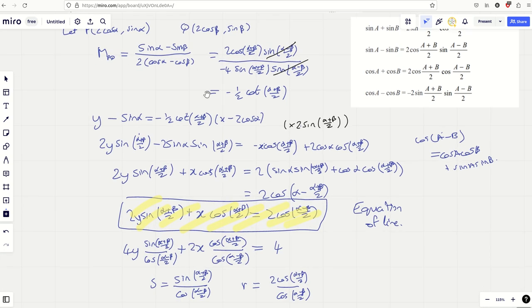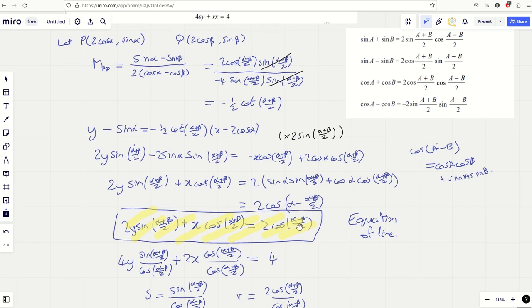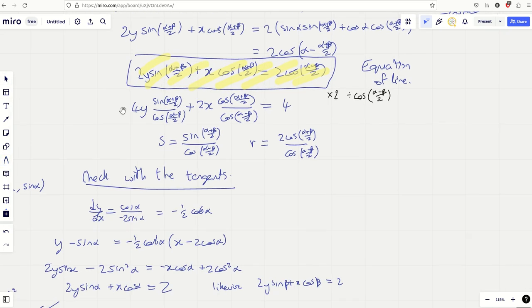Okay, so what I did next was I thought, well, I want it to be of this format, this 4sy plus rx equals 4. So I'm going to change that 2 cos (alpha minus beta over 2) into a 4. Now how can I change it into a 4? Well, I could double it, and I could divide both sides of the equation by cos (alpha minus beta over 2). So that's what I'm going to do to come to this setup. So I've doubled my coefficients, and I've also divided them by cos (alpha minus beta over 2).